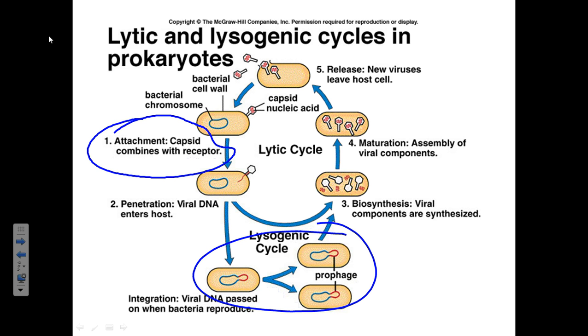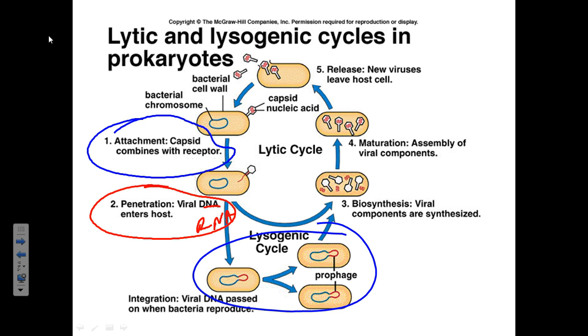Second step's usually called penetration. And in this step, the virus injects its genetic material. It might be DNA, it might be RNA, depending on the virus. Does the protein part of the virus ever go into your cell? Nope. Think of it like a syringe. Protein part is like the syringe, where the DNA or the RNA is like the drug. It's the part that gets inserted.